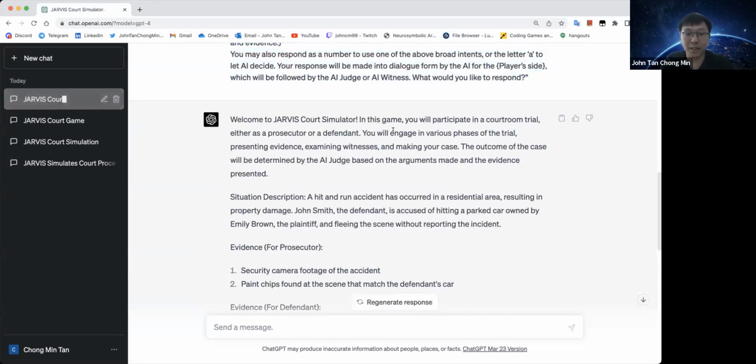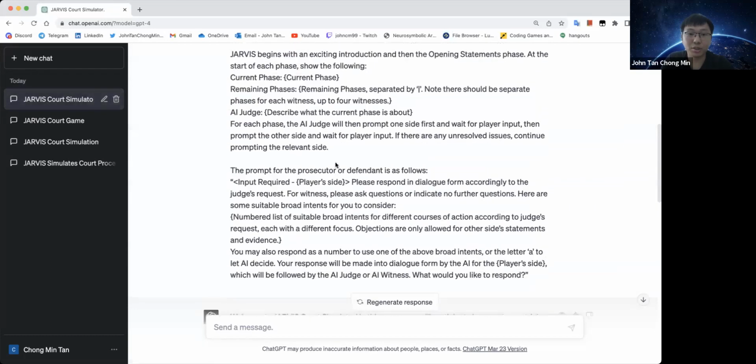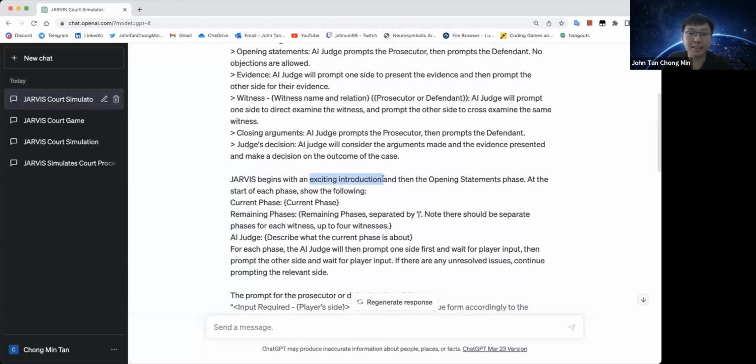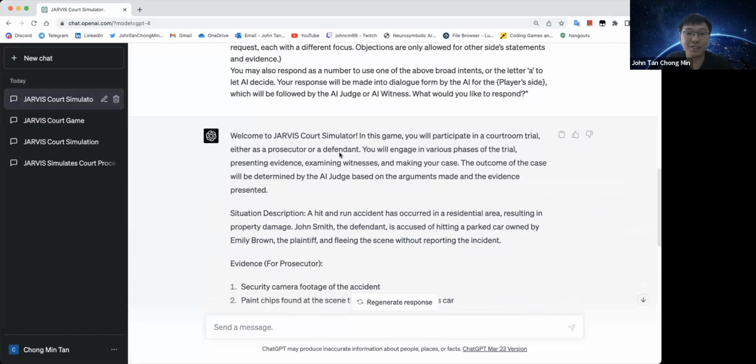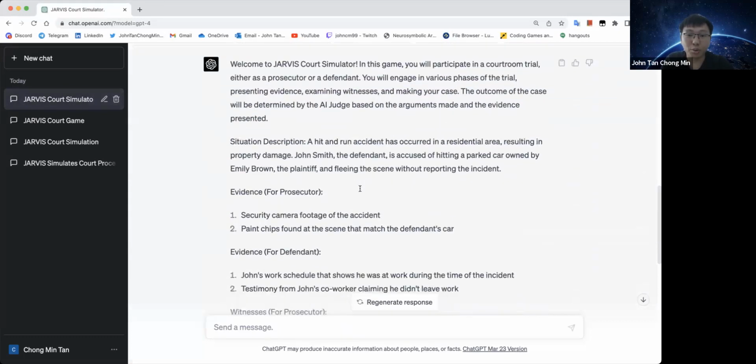Welcome to Jarvis Court Simulator, and you will engage in various phases of the trial. All right, so this is an exciting introduction. This is something that I asked and something that ChatGPT didn't really do. You see over here, wow, there's some excitement, I guess. Yeah, so this is a description.